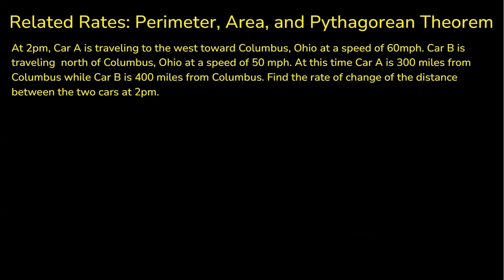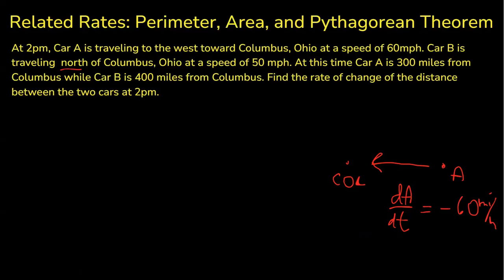So here, at 2 p.m., car A is traveling to the west towards Columbus, Ohio at a speed of 60 miles per hour. So I'm going to draw a little diagram here. This is going to represent Columbus. And here is car A. It's traveling towards Columbus at a speed of 60 miles per hour. So that gives us dA/dt. But if A represents the distance that the car is from Columbus, then that rate is going to be negative because that distance is going to be decreasing.